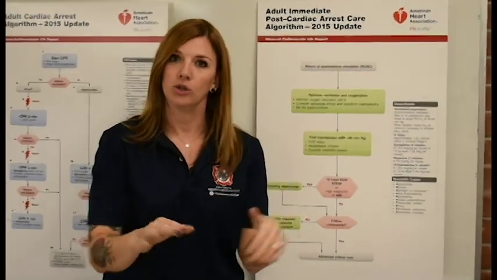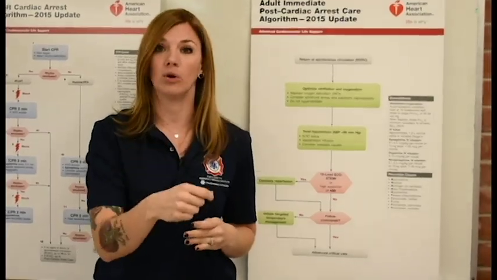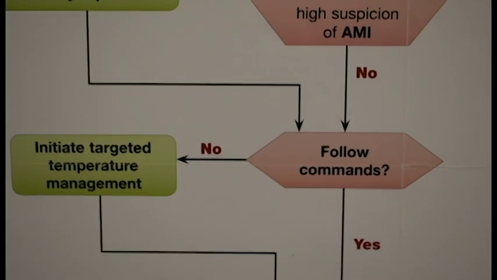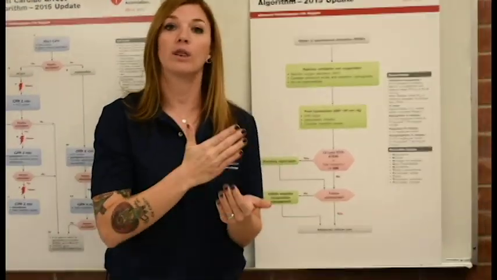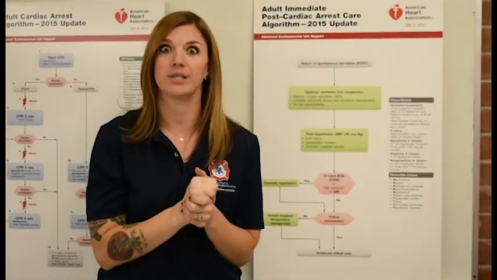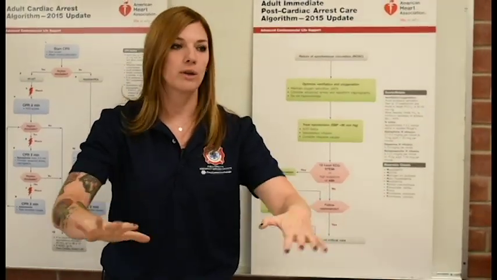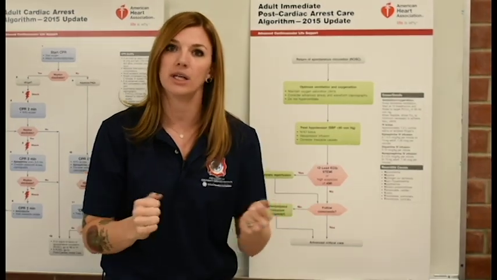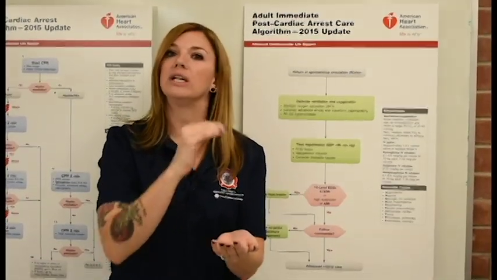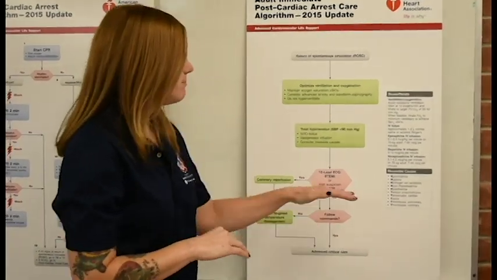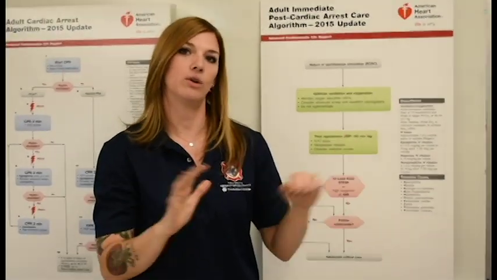Ma'am, sir, can you hear me? Can you squeeze my hands? Can you wiggle your toes? If they are unable, then we talk about starting targeted temperature management. And that is maintaining a patient's temperature between 32 and 36 degrees Celsius, okay? What that's doing is just slowing the body processes down so while the body has a chance to come back to normalcy or homeostasis, if you will, that we are giving it a chance to slowly do that, okay? And that is a maintenance of 24 hours, okay, at the 32 to 36.